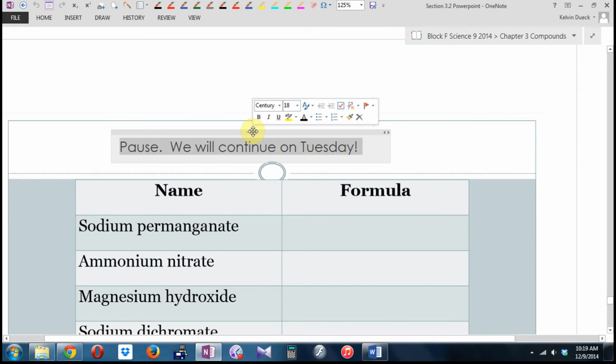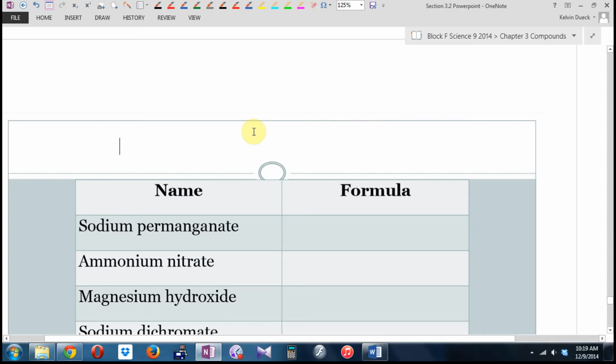Today is Tuesday. So how would I write the formula for sodium permanganate? Sodium, I know what that is. Permanganate, is that an element on the periodic table, or is that a polyatomic ion? If I'm going to get the formula, I'm going to use the crisscross rule. First thing I do, off in the margin, I write sodium and its charge. Is sodium multivalent? Please tell me no. What's its charge? Plus.